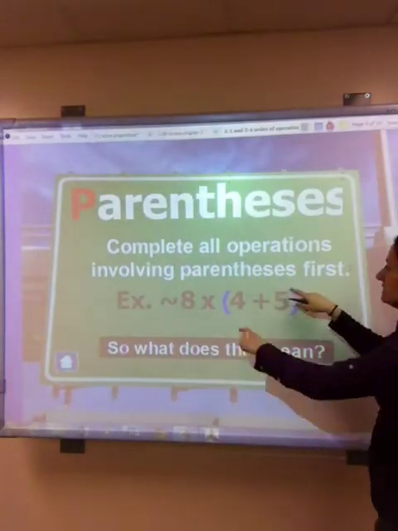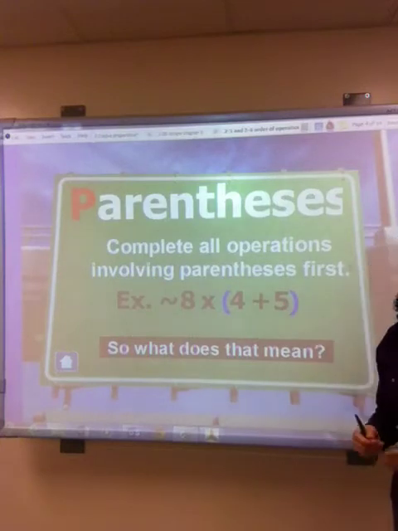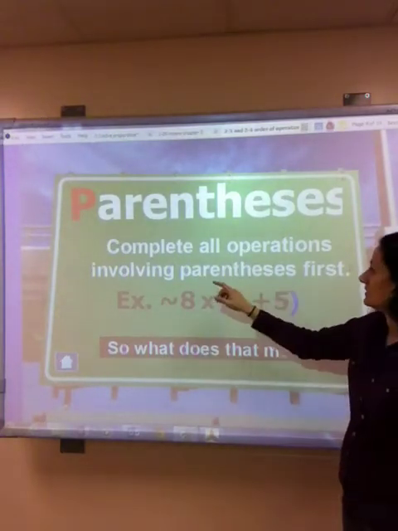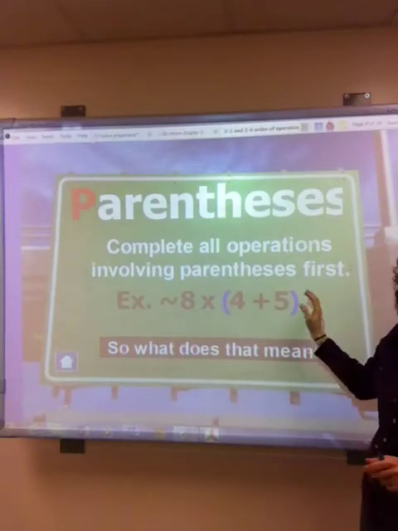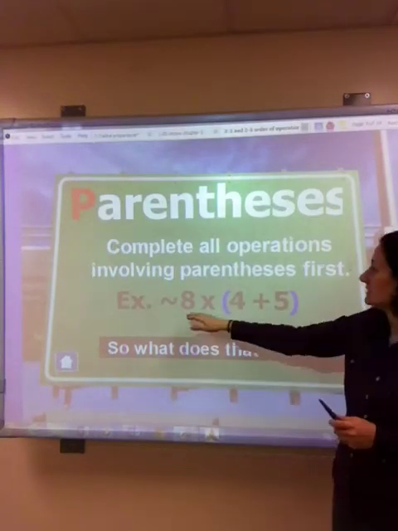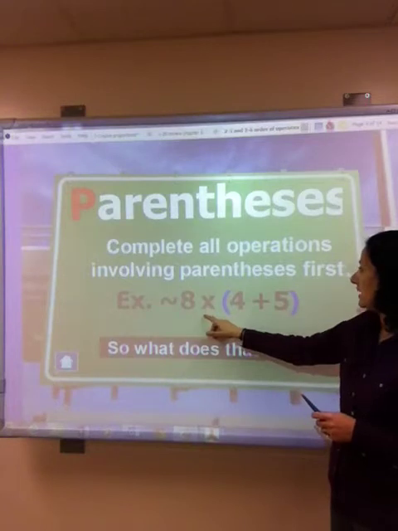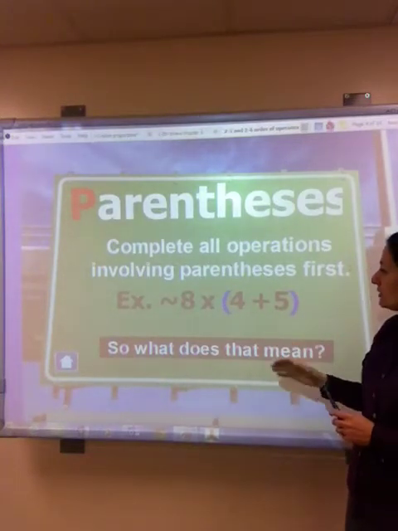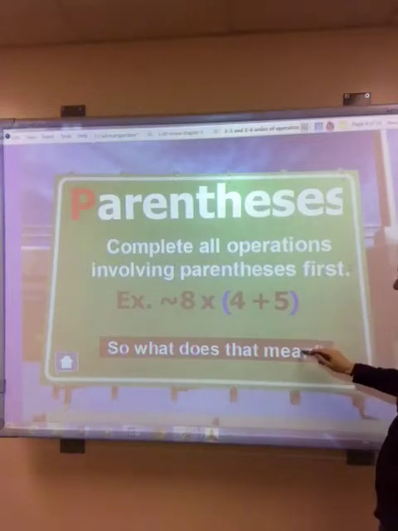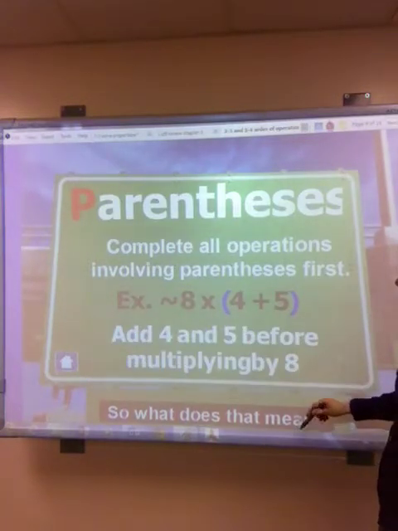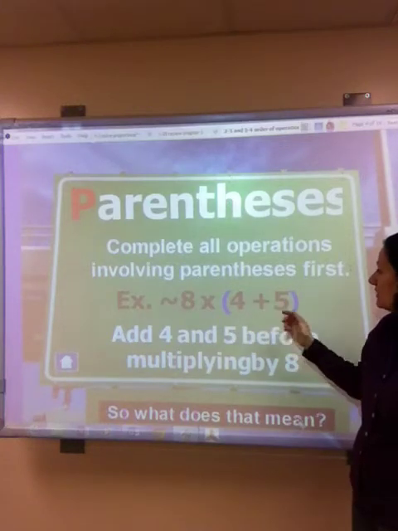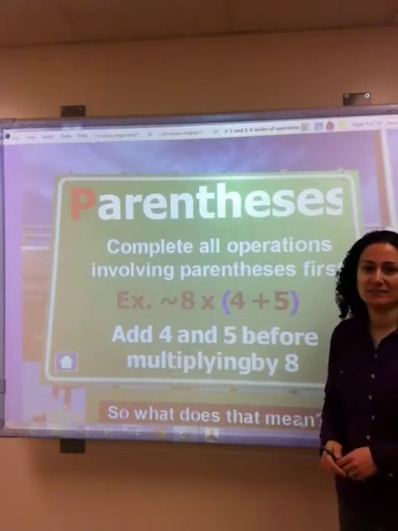Parentheses. Parentheses are these little brackets you're familiar with. And what that means is you must complete all operations involving parentheses first before anything else. In this example here, 8 times parentheses 4 plus 5, the first thing you would do is evaluate 4 plus 5. In other words, you would add 4 plus 5 first before multiplying by 8.